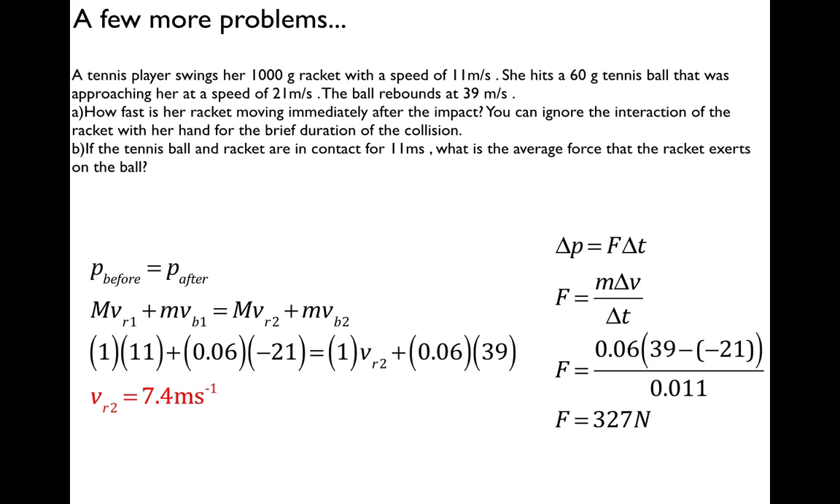The second part of the question, if you know how long there's been contact between the ball and the racket, you can actually figure out the average force that the racket exerted on the ball. Okay, I say average because with these equations, like I said before, you assume the force is constant, and it's not actually true. So we have to say just average force. So you work these things out. In this case, we'll use the impulse equation and work it out, and you end up with 327 newtons.